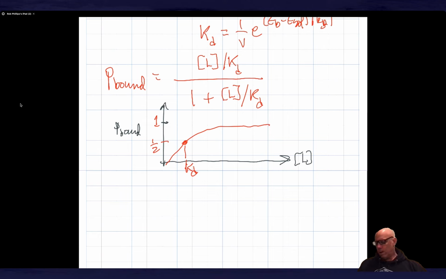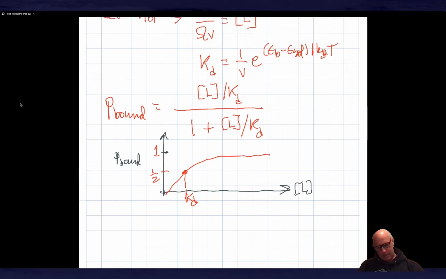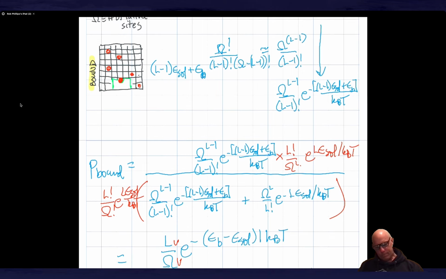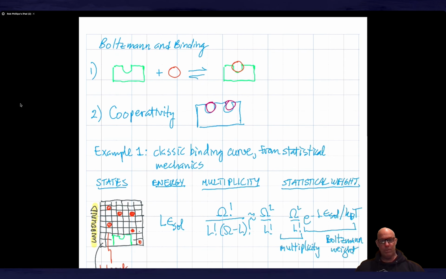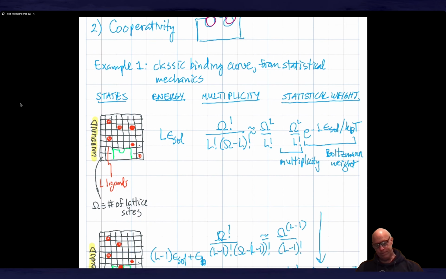Okay, so with that as our background, I'm going to stop here, and in the next vignette I'll revisit this, but now attacking the problem of cooperative binding, and we'll see that adds a little extra interesting nuance. So let's just review what I've said thus far.